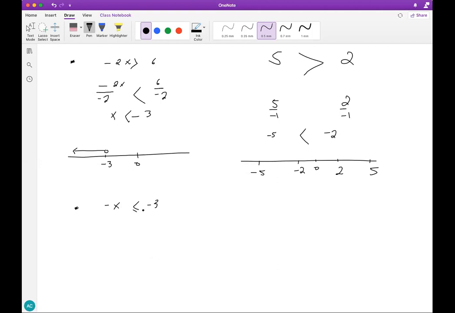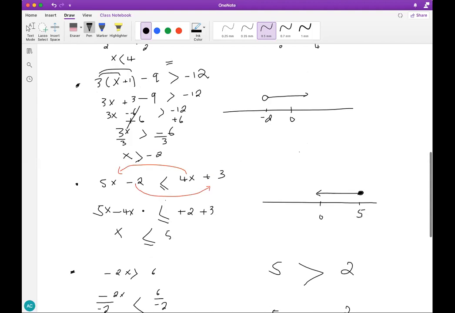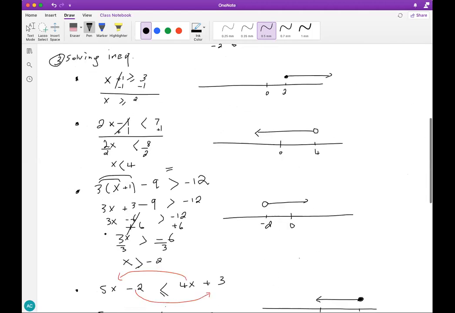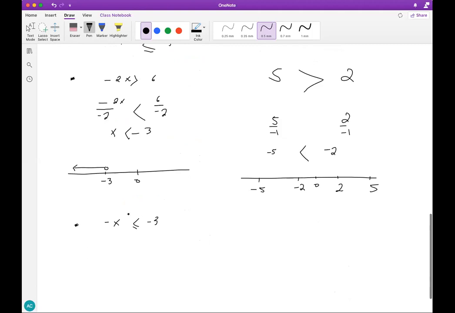Again, before you graph an inequality, you have to solve it. It has to be like this: only x by itself. No negatives next to it, no 2 here, no fraction, no number after. So you want to isolate the x by itself. Here, the x is not by itself. What needs to be canceled? How do you get the x by itself?